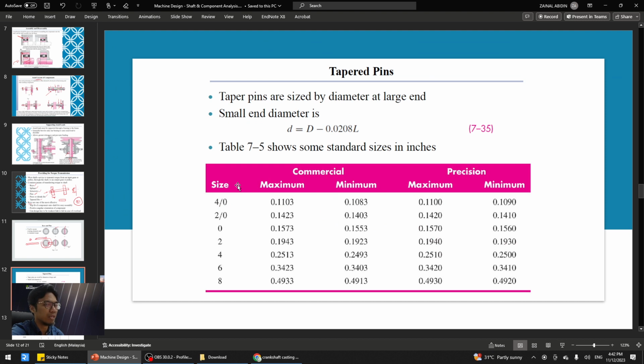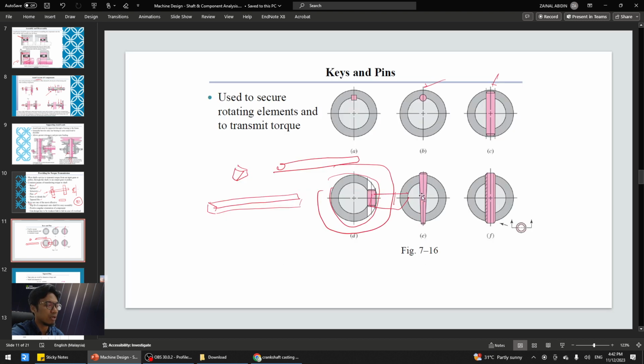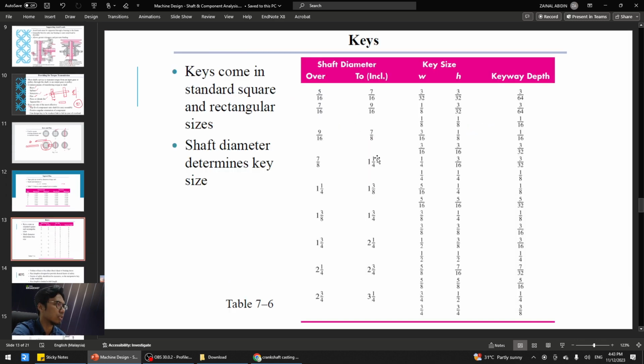Dan tapered pins ni dia ada calculation dia. Bila masuk dia susah nak keluar selalunya. Itu, ini ada calculation dia.